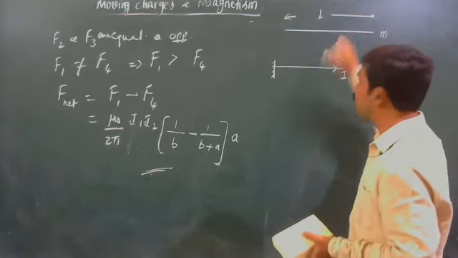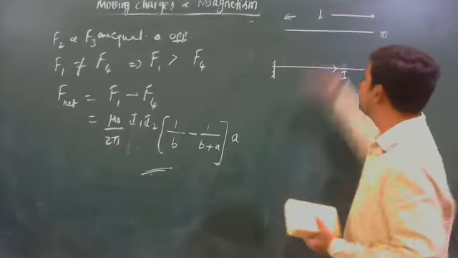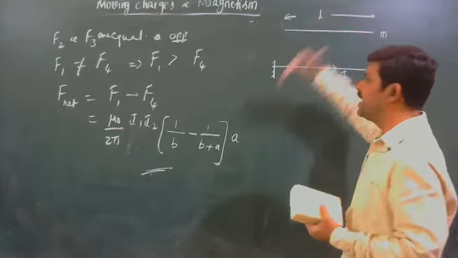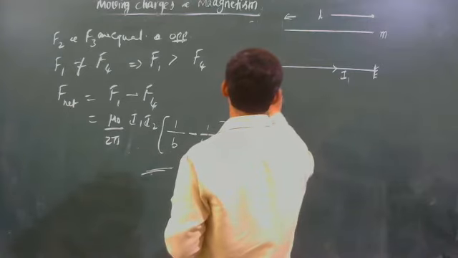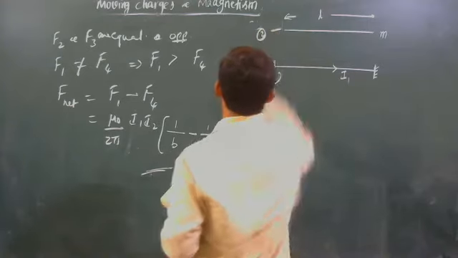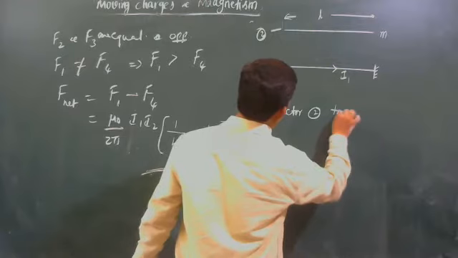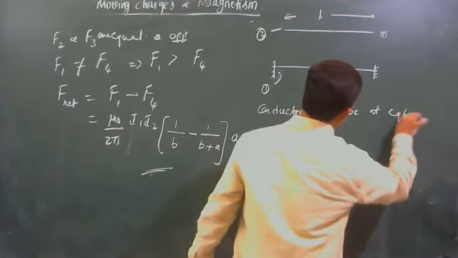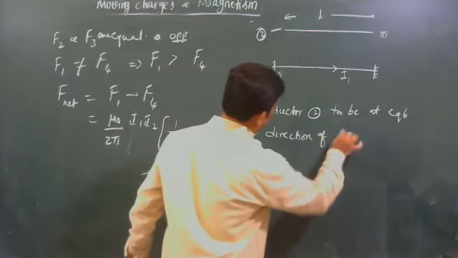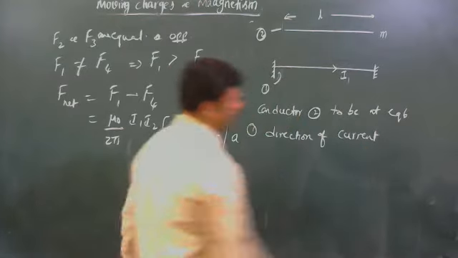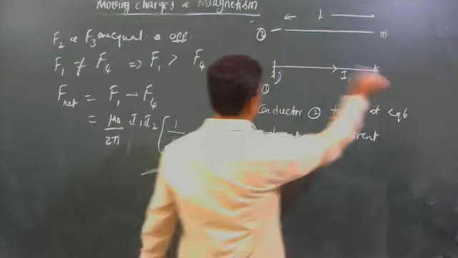For this conductor not to fall, to be at equilibrium, what is the condition? I take this as conductor 1, and this as conductor 2. For conductor 2 to be at equilibrium, first tell me, what is the direction of current in conductor 1? West to east. It is flowing from left to right.